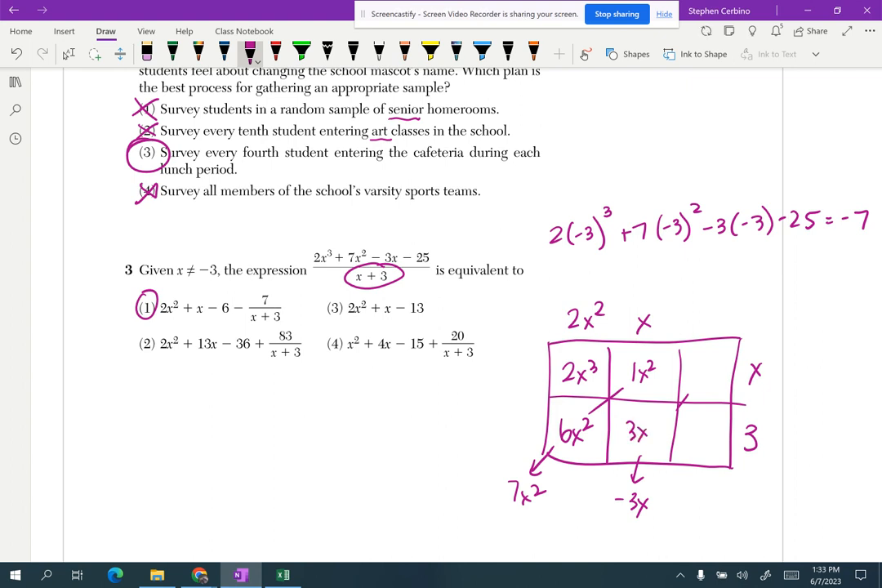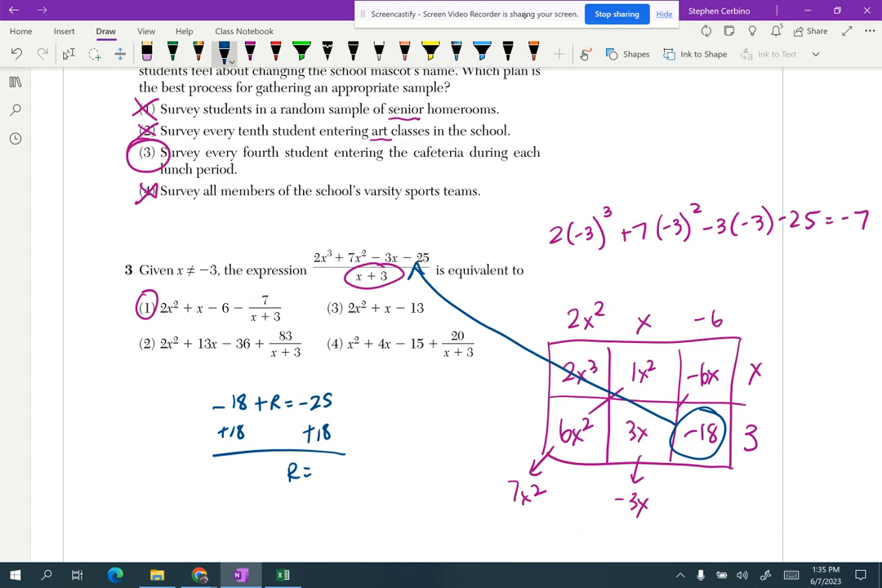Then what adds to 3 to make negative 3 would be negative 6x. So we have negative 6, making this box negative 18. Now remembering that this last box should match that. If not, there's a remainder. So negative 18 plus some remainder equals negative 25. If you just simply add 18 to both sides, we then also see that the remainder is negative 7.